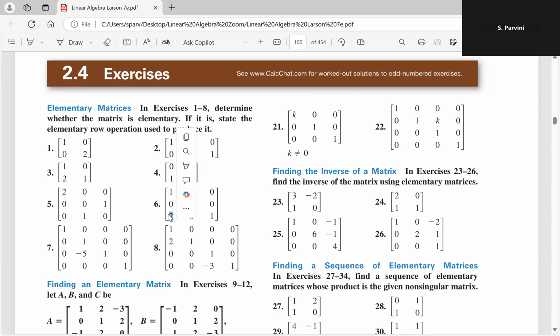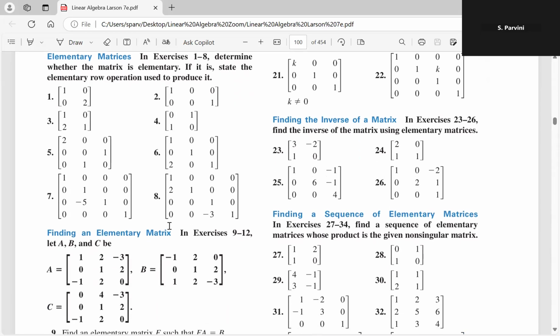Very good. Multiply row 1 by 2, add it to row 3. Remember, the original row 3 is 0, 0, 1, right? So if you do 2 times row 1, add it to row 3 of the identity matrix, you're going to get 2 exactly in that spot. So yes, number 6 is an elementary matrix. Okay, so there you go, number 6 it is.